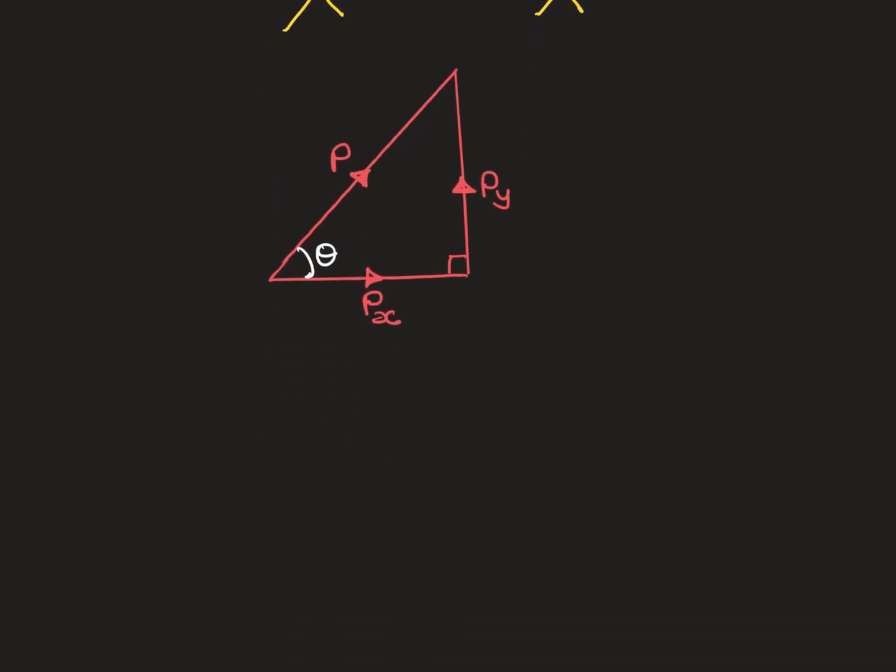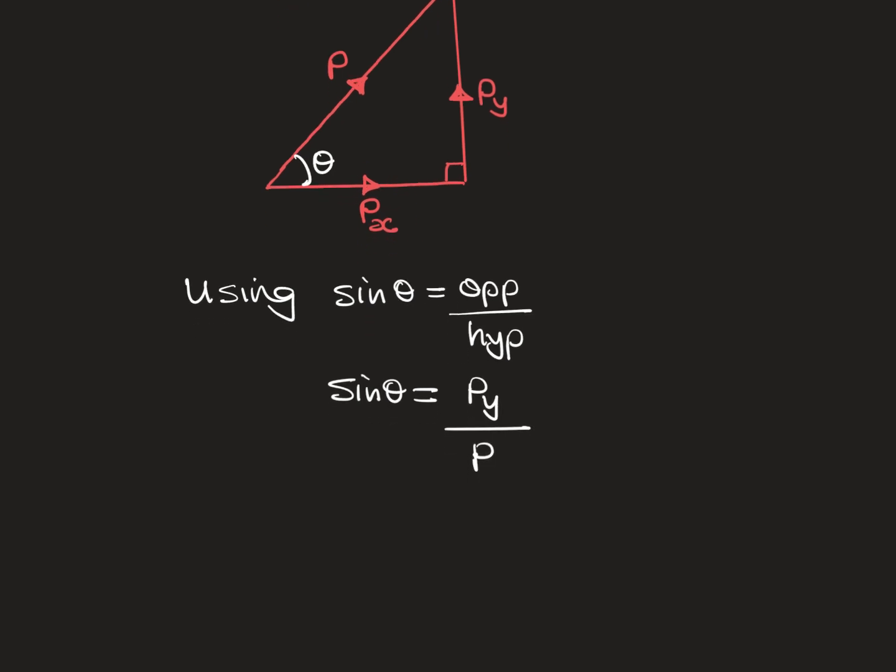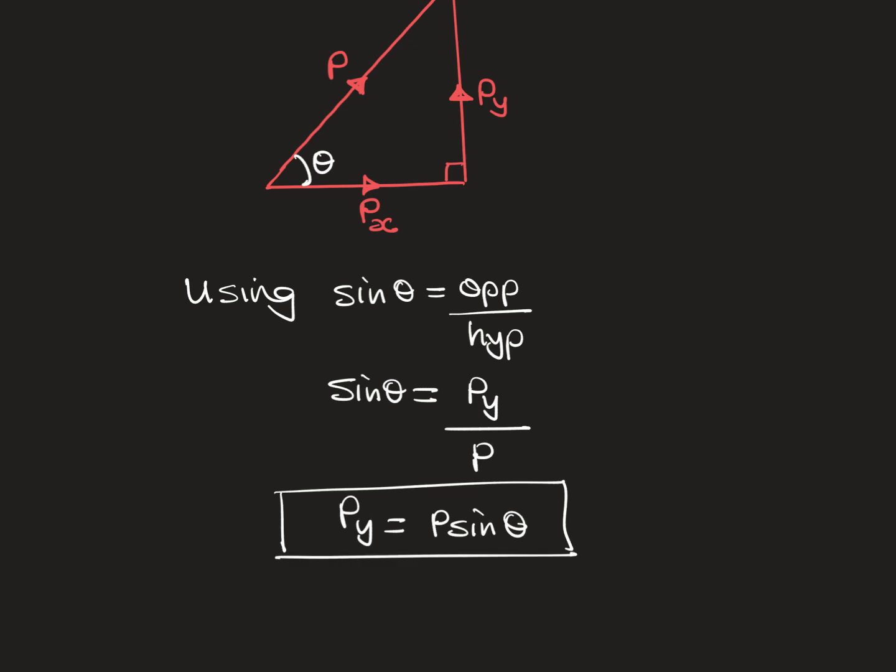Now, using sine theta is equal to opposite over hypotenuse, we'll have sine theta is equal to the opposite, which is Py, divided by the hypotenuse, which is P. Then Py is equal to P sine theta. This force is the vertical component of the force P, or the applied force. And it is the force that tends to lift the object from the surface.